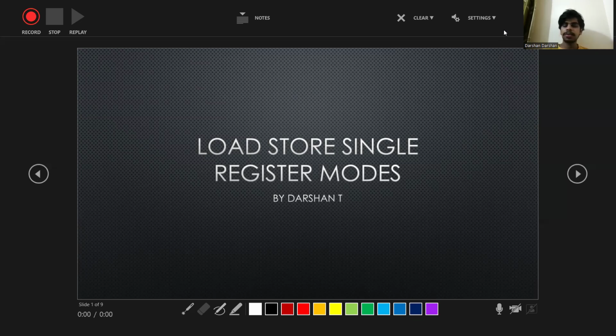So today my topic is about microcontrollers. In that subject, I'm going to explain a little bit of the concept of load store single register modes.